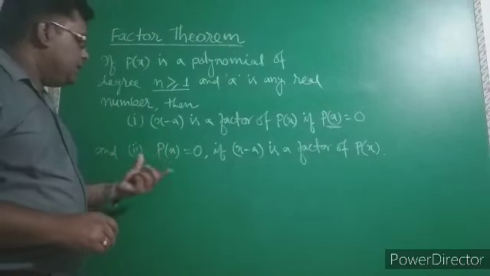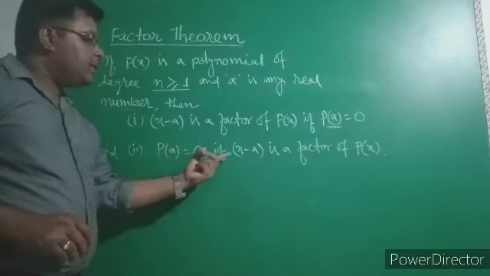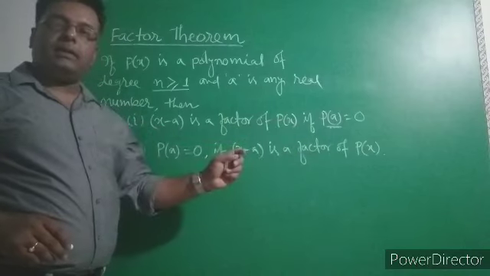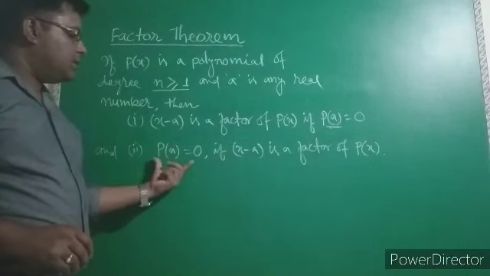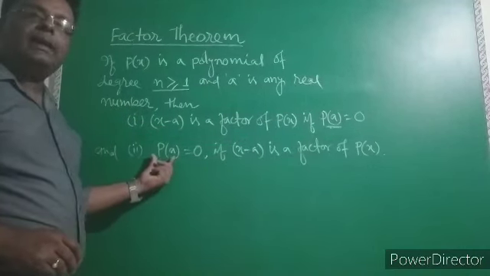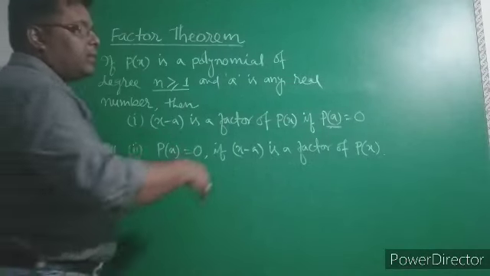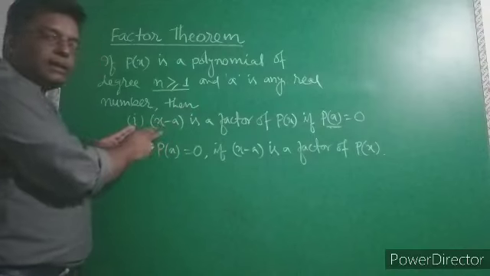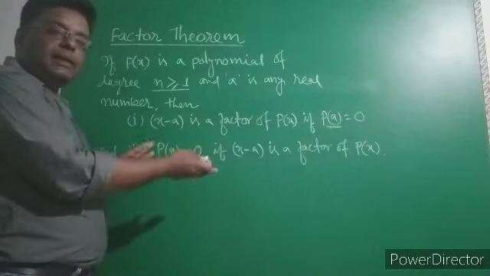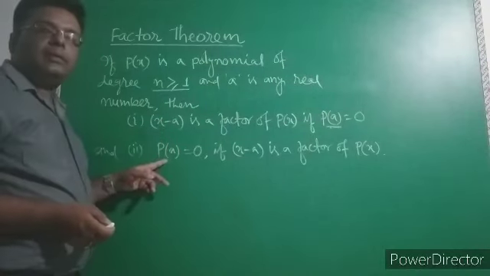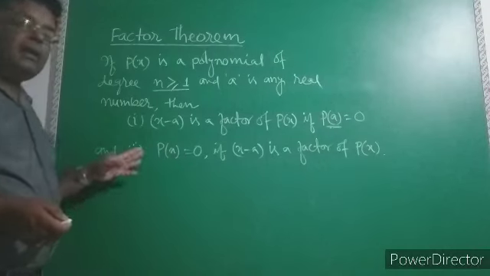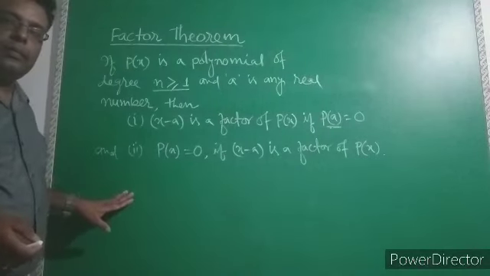On the other hand, if x minus a is a factor of p(x), then p(a), that is the remainder, is equal to 0. So it works vice versa. If p(a) is equal to 0, then x minus a is a factor. If x minus a is a factor, then the remainder will be 0. So this is the factor theorem.